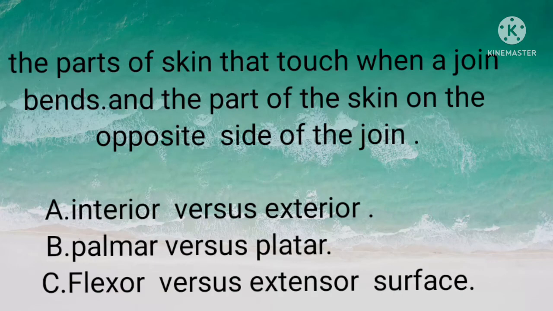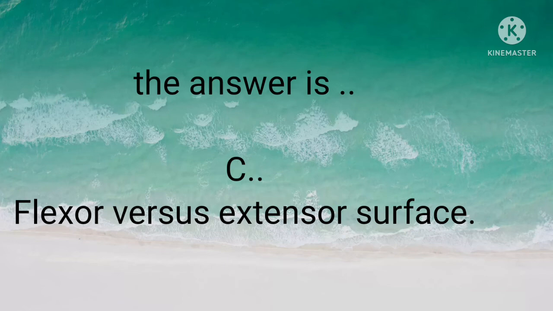The part of skin that touches when a joint bends, and the part of the skin on the opposite side of the joint. A. Interior versus exterior. B. Palmar versus plantar. C. Flexor versus extensor surface. The answer is C. Flexor versus extensor surface.